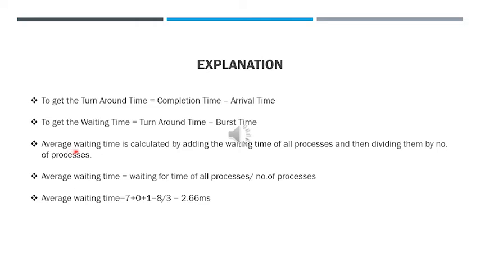Average waiting time is calculated by adding the waiting time of all processes and dividing by the number of processes. So the average waiting time is equal to the waiting time of all processes divided by the number of processes. So in this example, the average waiting time is 7 plus 0 plus 1, which is equal to 8, divided by 3 because there are 3 processes. And now it is equal to 2.66 ms.